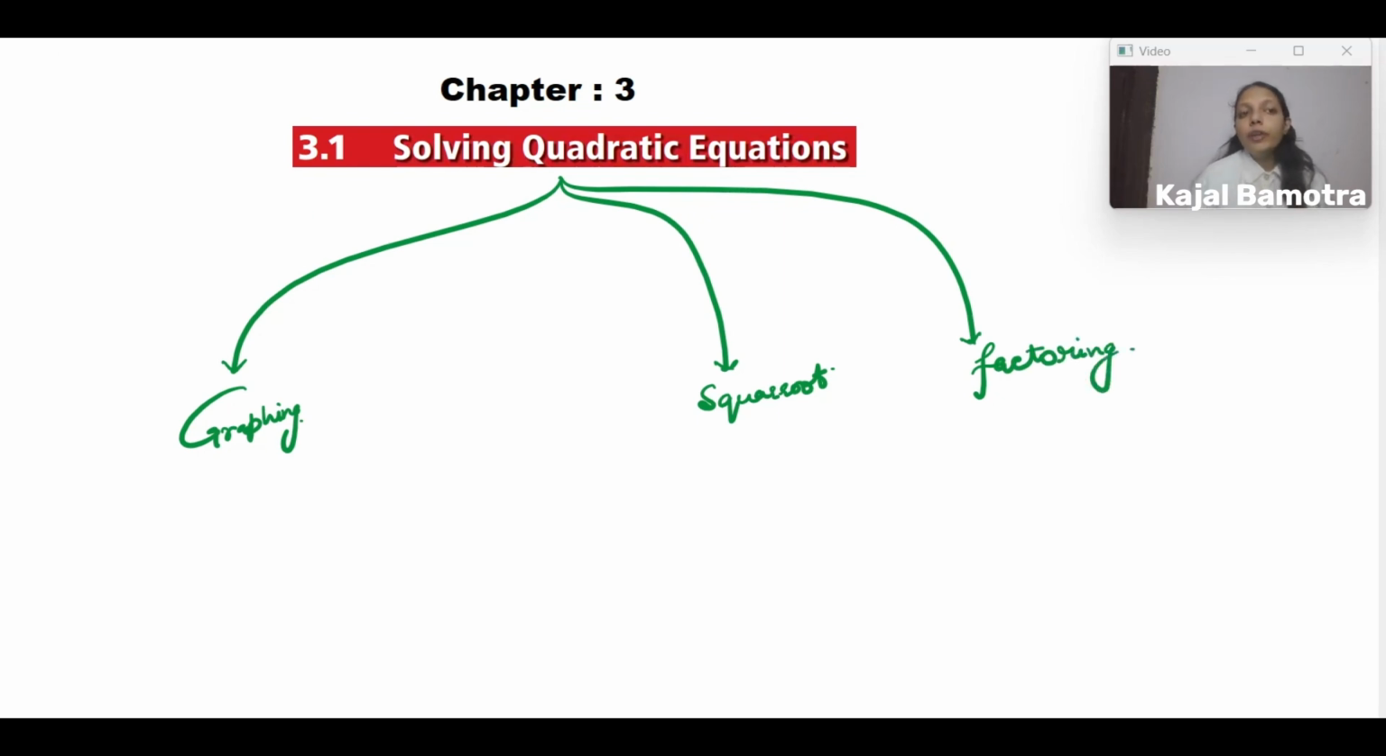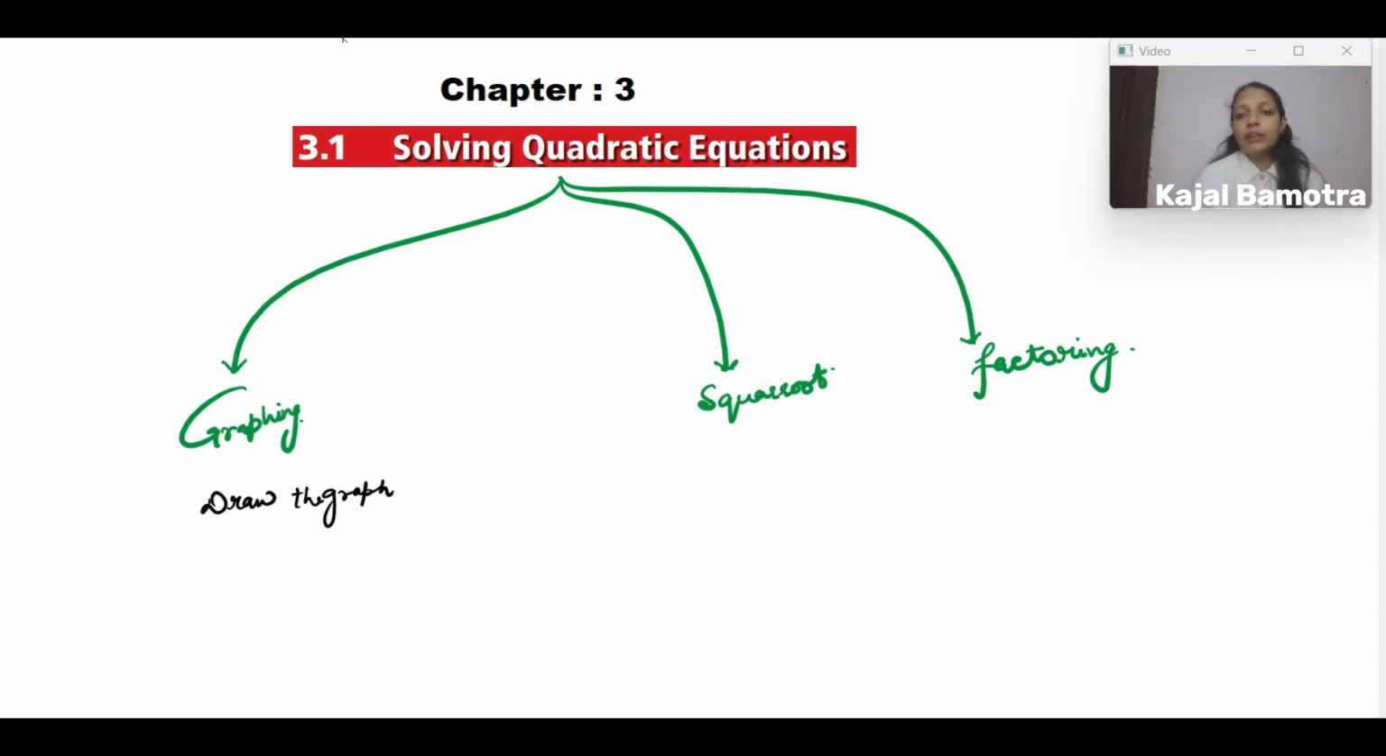In the graphing method, we will draw the graph of the function, whatever the function is. Then we will check at what points the graph cuts the x-axis. Because it's a quadratic, it can cut a maximum of 2 times, and it can possibly not cut at all. It has no real solution. That's a possible case. So when you draw the graph, check its intersection with the x-axis. The points at which it cuts the x-axis will be the solution.